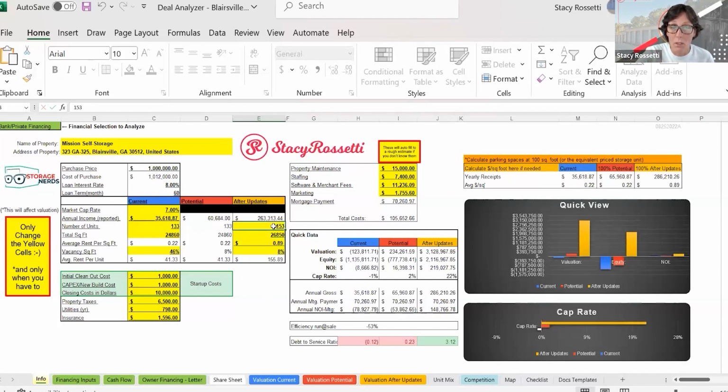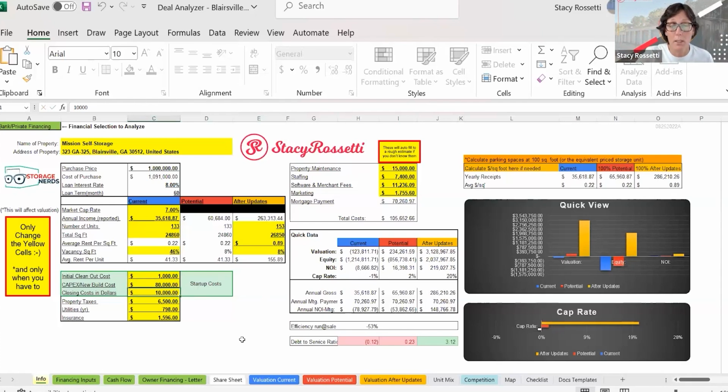Now, if you're going to add more units here and add more square footage, then you need to put some CapEx in, right? Because it's going to cost you money to build, right? So let's just say it's $40 a square foot. So you do 2,000 times 40, which is what, 80,000? It's going to cost me $80,000 to build. Okay. So that's kind of how you would add more units.